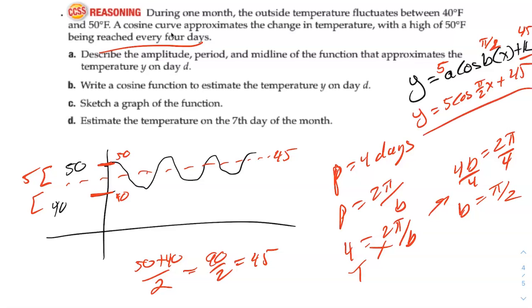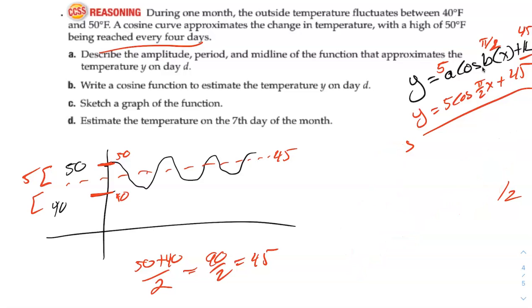Write a cosine function. I did that. Sketch the graph of the function. I kind of did that. I'm not going to do it anymore. Next, find the temperature on the 7th day. So I would just have to sub in 7. I don't have space. Now this works a lot nicer if I do a nice graph. If I had a nice graph, I'd just go to 7 and see where it hits. That'd be my answer. I don't have a nice graph, so I have to do it by hand.